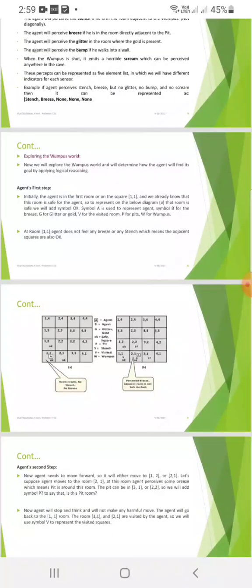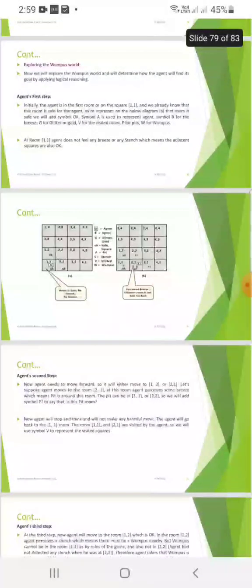Symbol A is used to represent the agent, and symbol B is for breeze, G for glitter, V for visited room, P for pit, and W for wumpus. So these are all the representations given for each character, for agent, for wumpus, for gold, for pit, and for the room also.